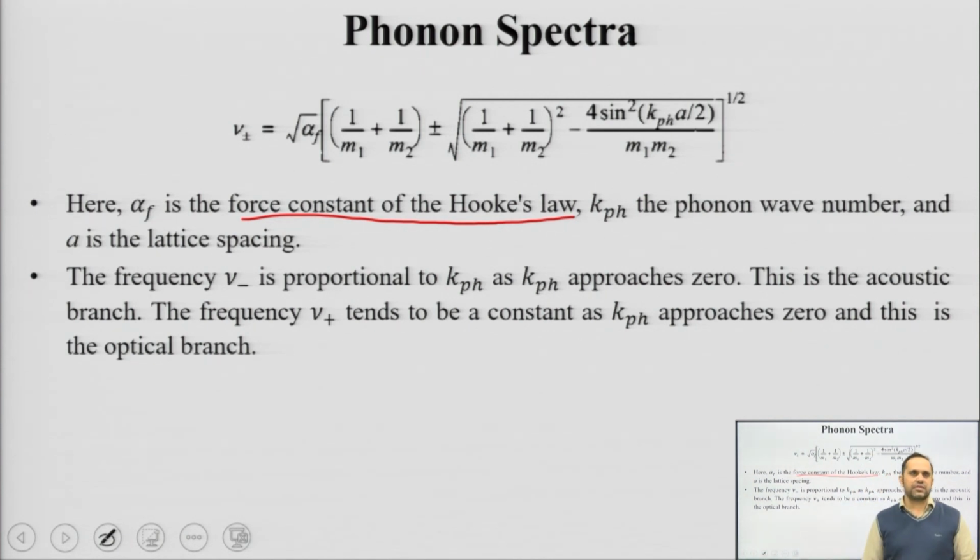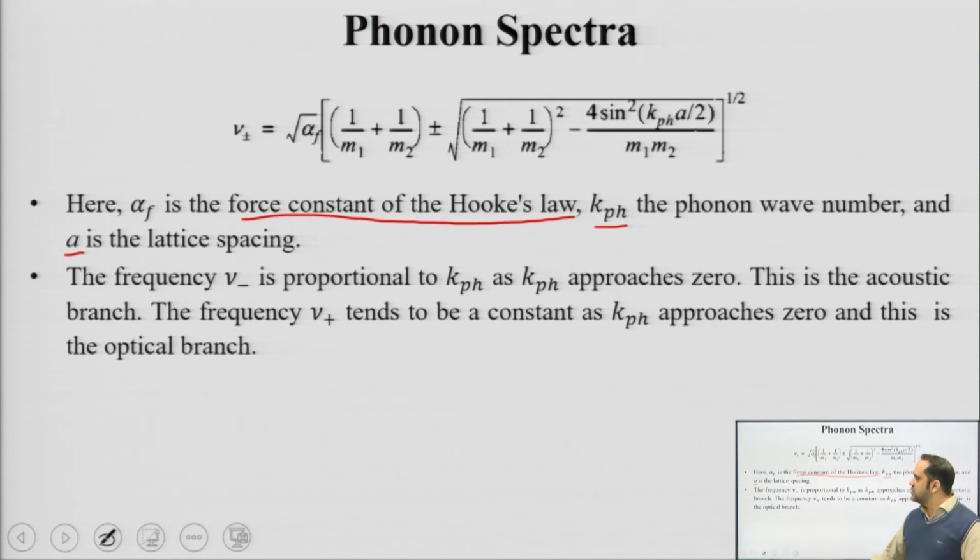Whenever there is a mechanical vibration or a mechanical movement, the force which is being applied and the displacement it produces are proportional to each other. And that proportionality constant is a certain value like a spring constant or force constant. K subscript ph is the phonon wave number, the so-called K value. And a is the lattice spacing, the spacing between the two nearest neighbors in a three-dimensional crystal arrangement.